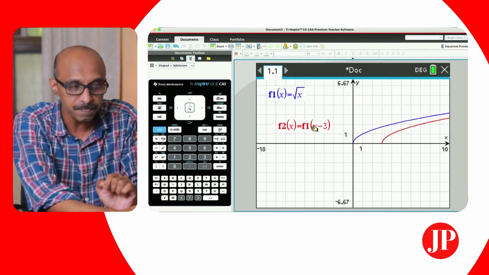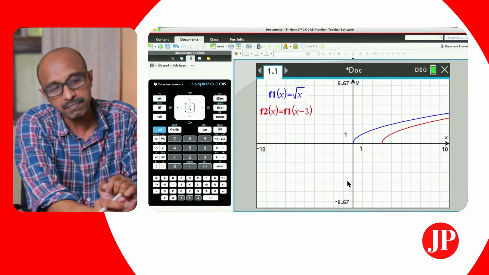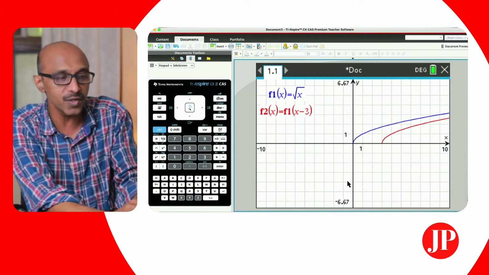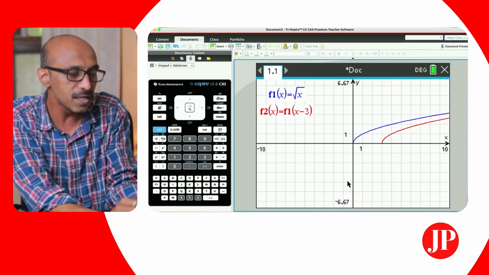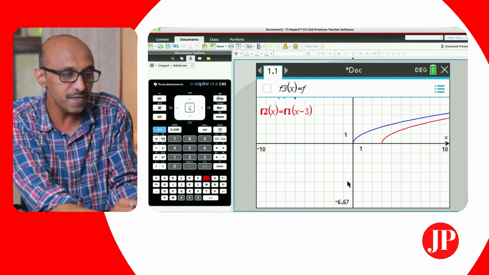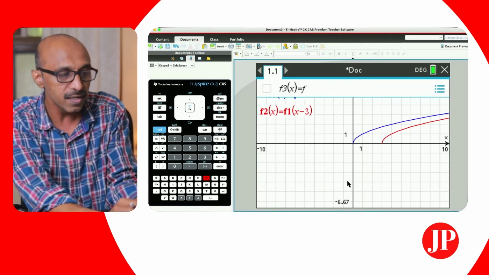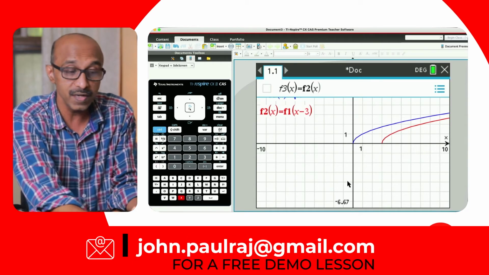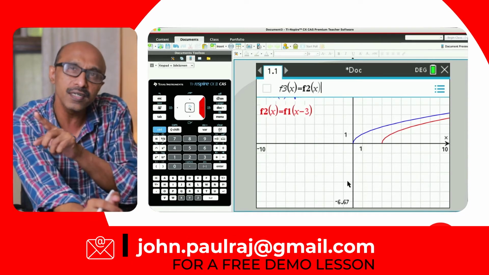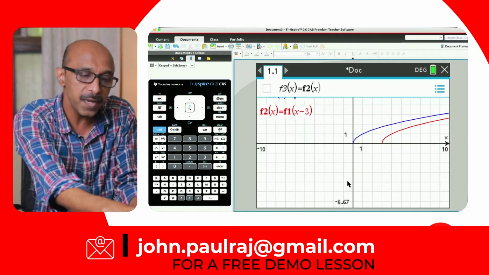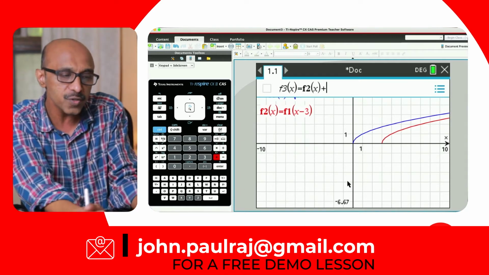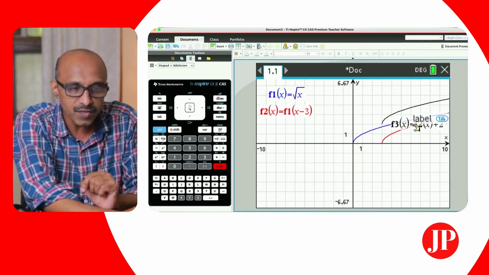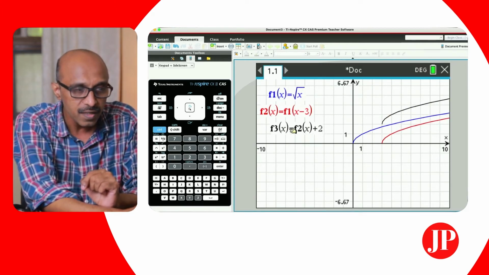After moving 3 units to the right, let's take it up by 2 units. So the second stage, F3, is going to be F2 of x. Remember, F2 of x is already a transformation of F1 of x, plus we're taking it up by 2 units. So here we go. If I hit enter, that is a transformation of F2.